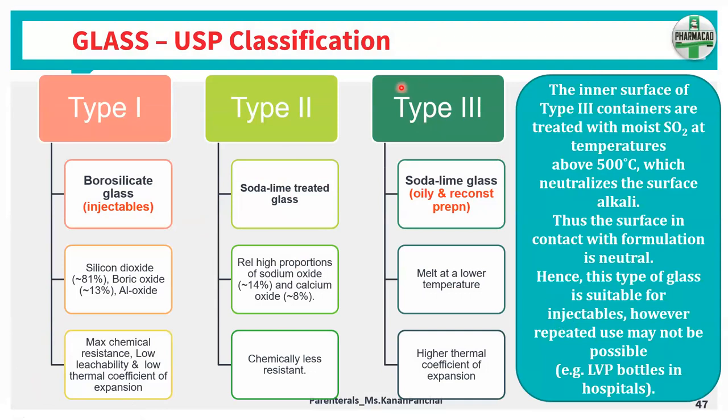So stability and inertness and quality wise type 1 sabse best hai. Next is type 2. Next is type 3. All right. And type 3 is used for oily preparations or reconstituted. Matlab usme bas powder fill hoga. Jo tumhare reconstitute lyophilized powder ya dry powder jo baad mein dilute karne honge, okay, wo sare preparations type 3 mein fill hote hai. Type 1 is highly parenteral, okay?